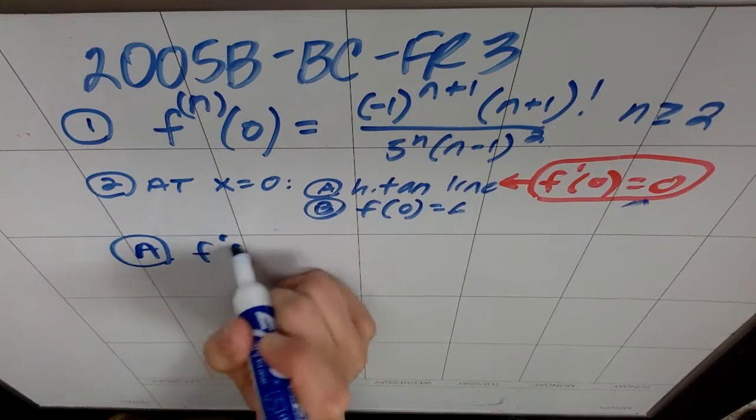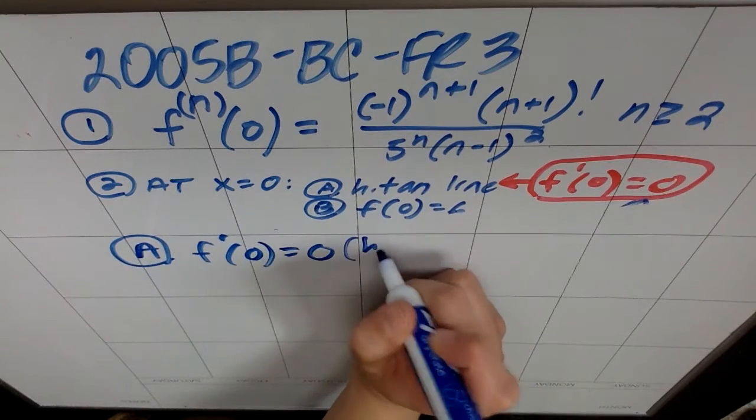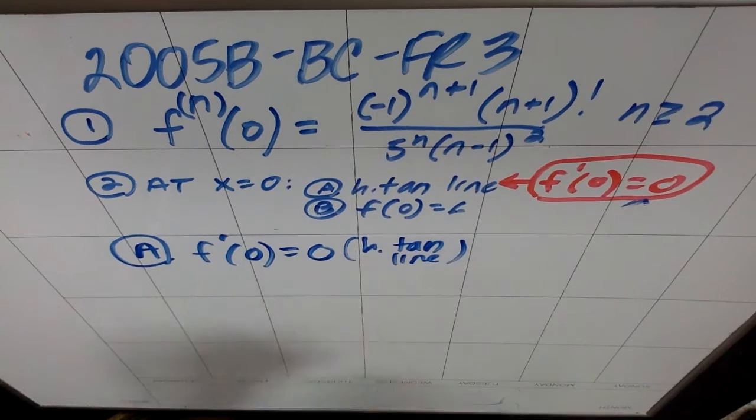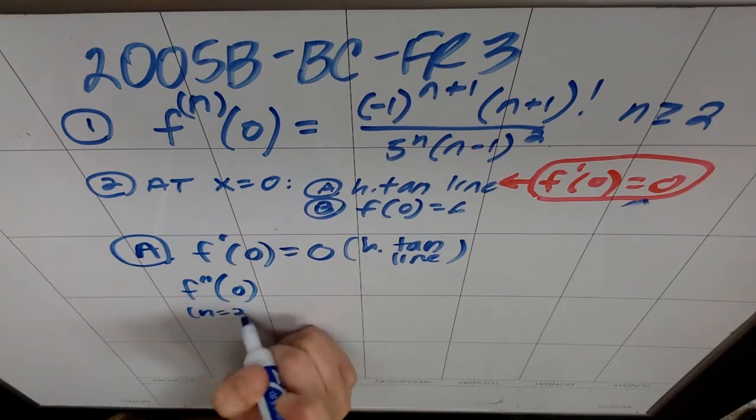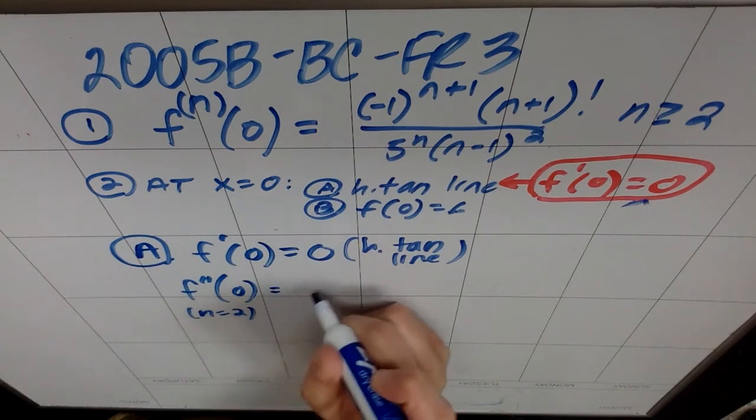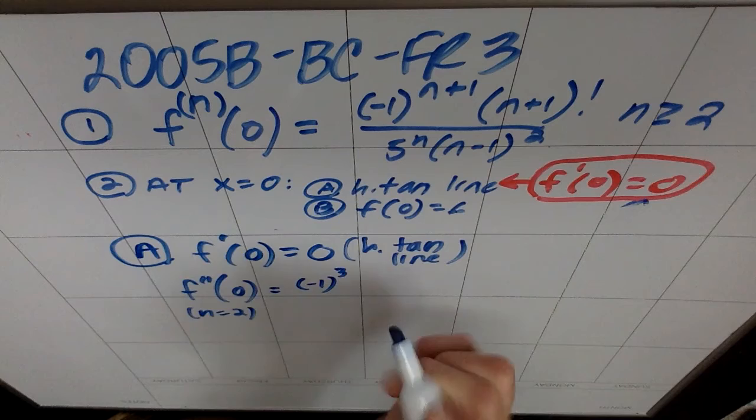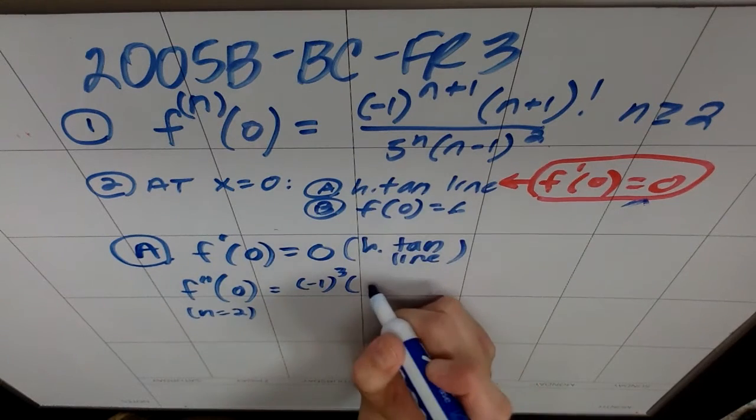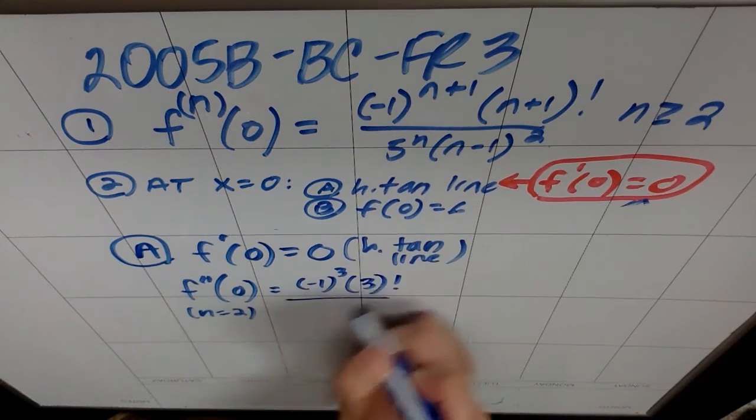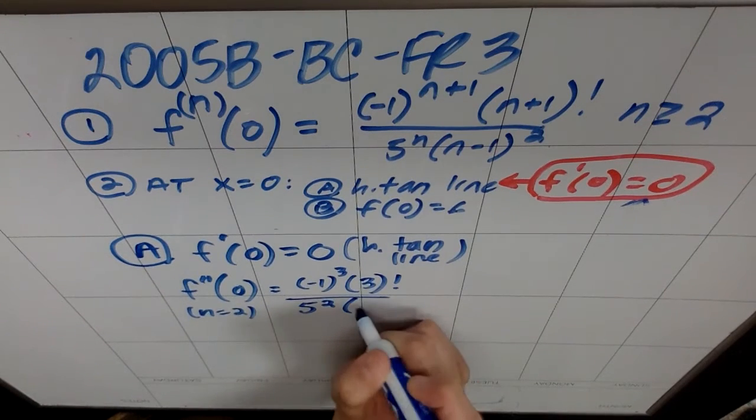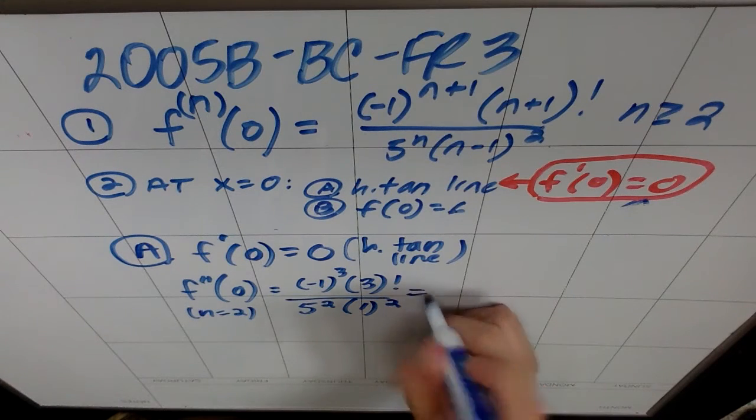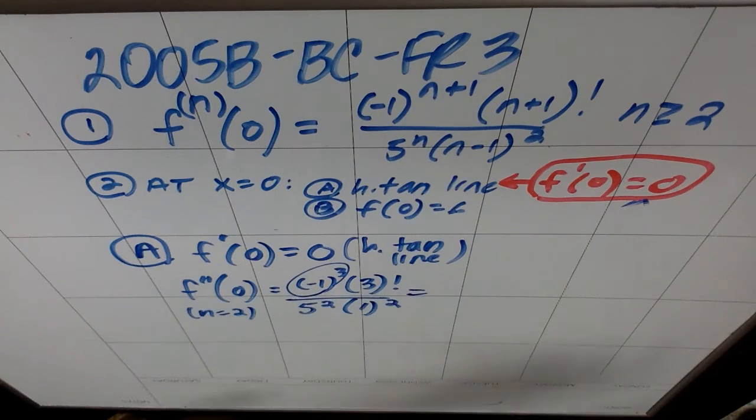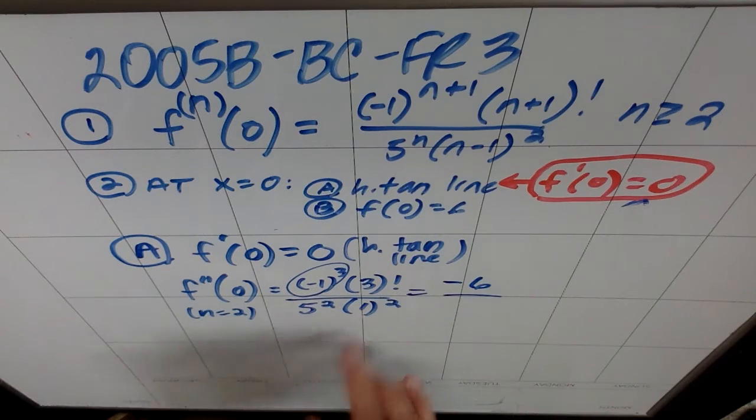So for part A, we know f prime of 0 equals 0, right? Because the horizontal tangent line at 0. And then f double prime of 0 is what happens if I plug n is 2 into this formula, right? So that would be a negative 1 to the third, n plus 1, and then a 2 plus 1 factorial, so 3 factorial, over a 5 to the second, and then a 1 squared, right? So this comes out to be a negative number, right? Because this is a negative 1, and then everybody else is a positive number. So you have a negative 1 times a positive 6, so there's a negative 6. You have a 25 times a 1.